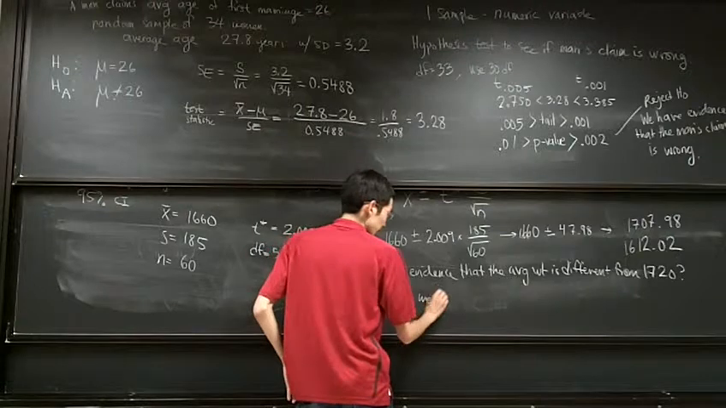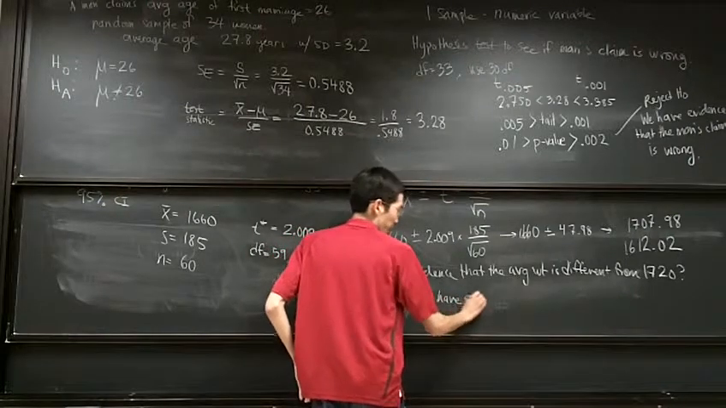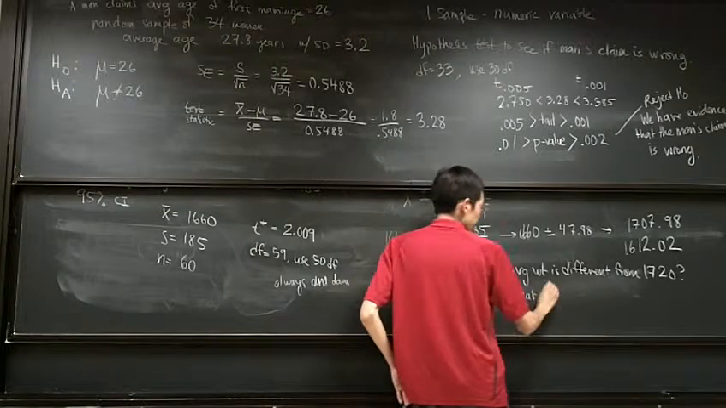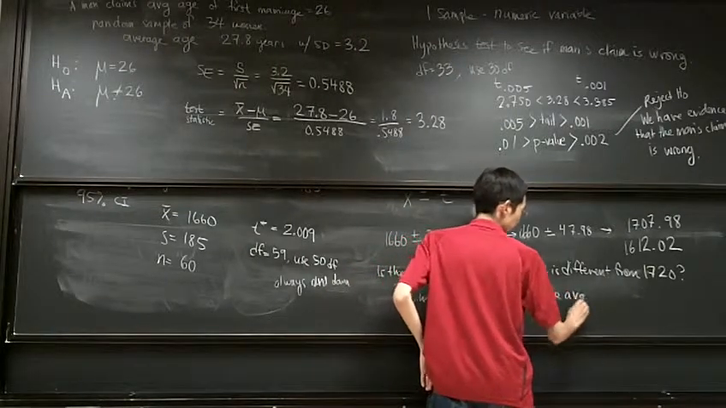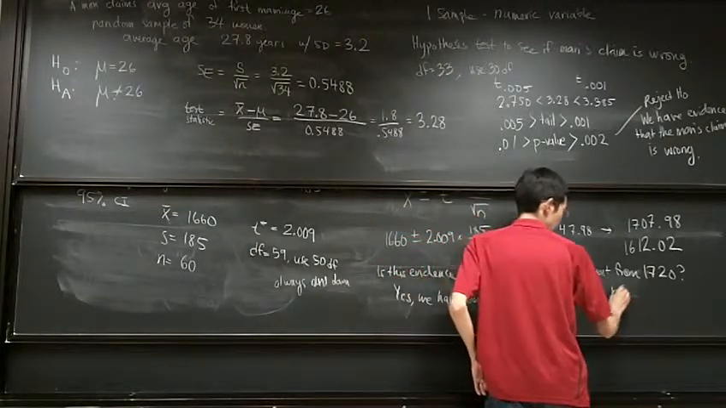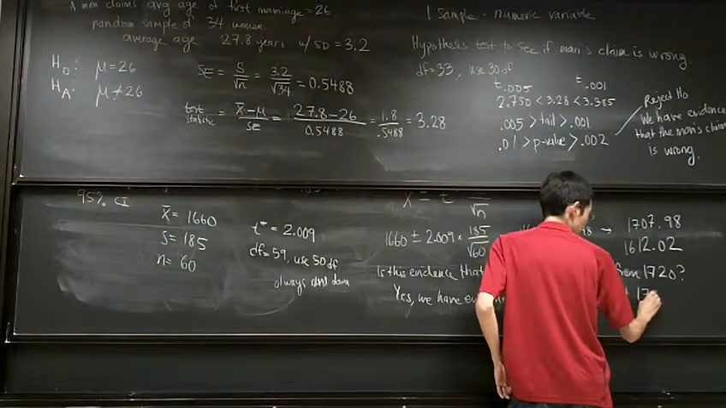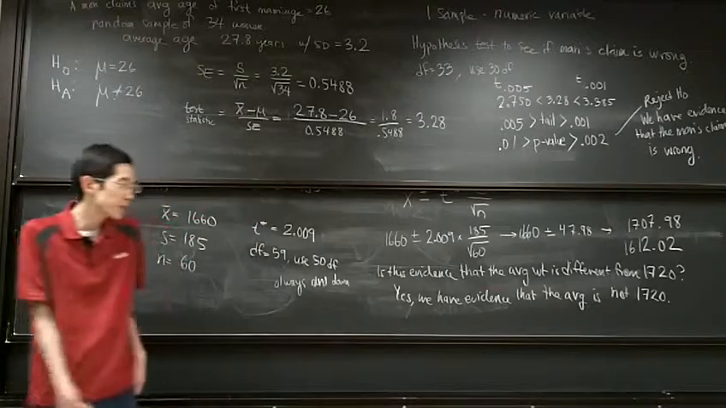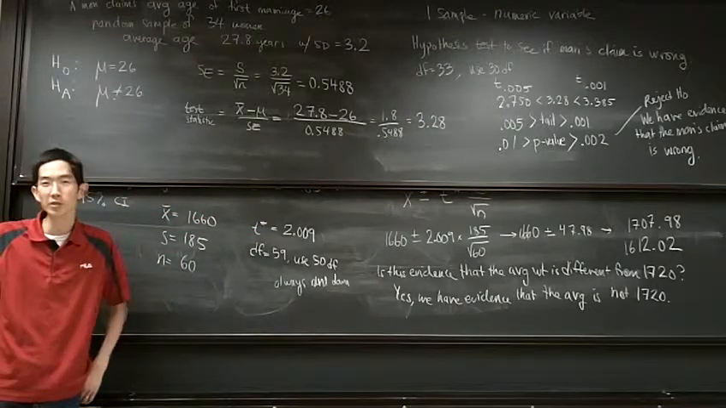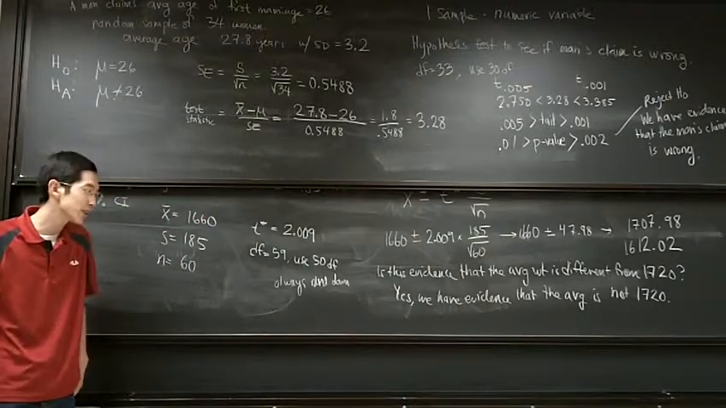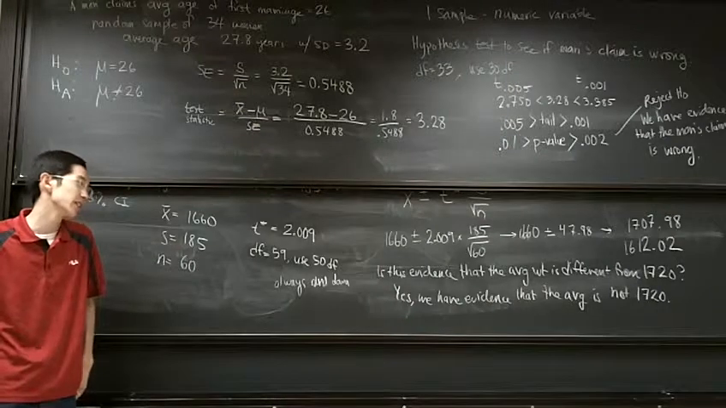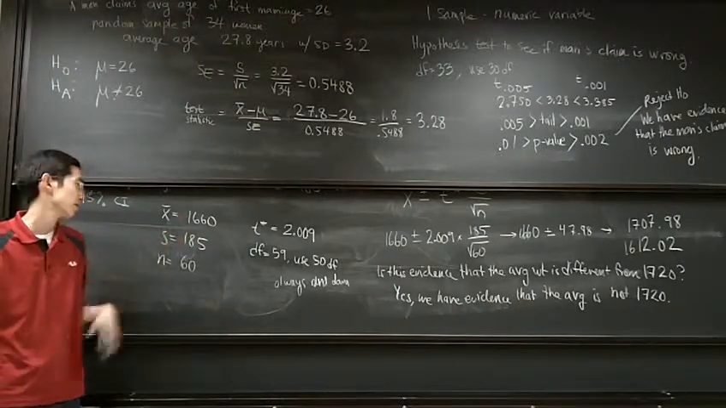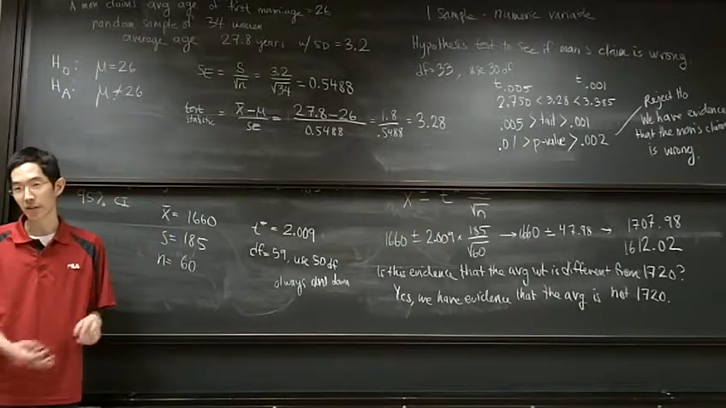Yes, we have evidence that the average is not 1720. But is it possible that the average is actually 1720? It is possible. It's just unlikely that our sample would produce values as low as 1660 as the average.